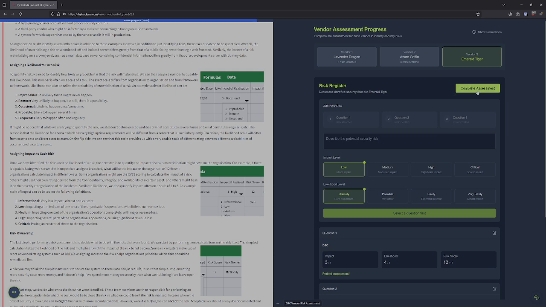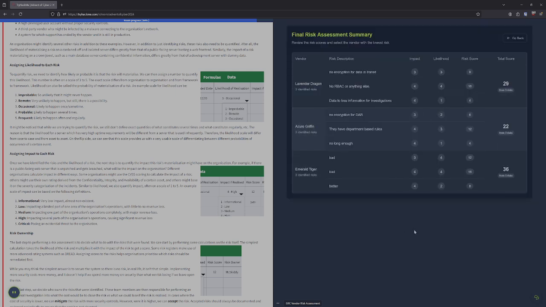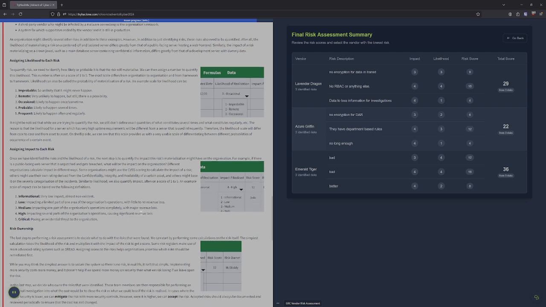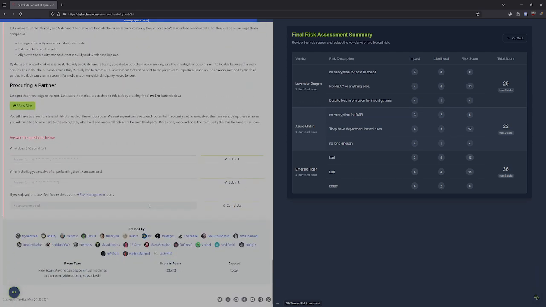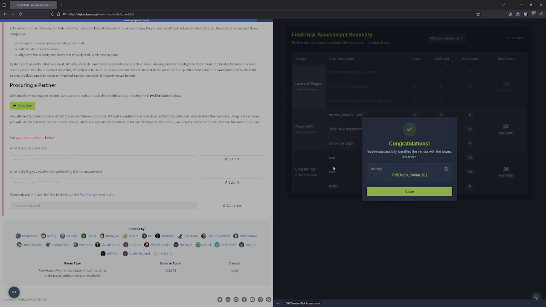And if I hit complete assessment, I should get... I was hoping that I would get a flag. What's a flag after performing the risk assessment? Apparently I don't know. Because I completed the risk assessment. Oh, there it is. Okay, so you have to click on something. Risk managed. So there it is. There's the flag.